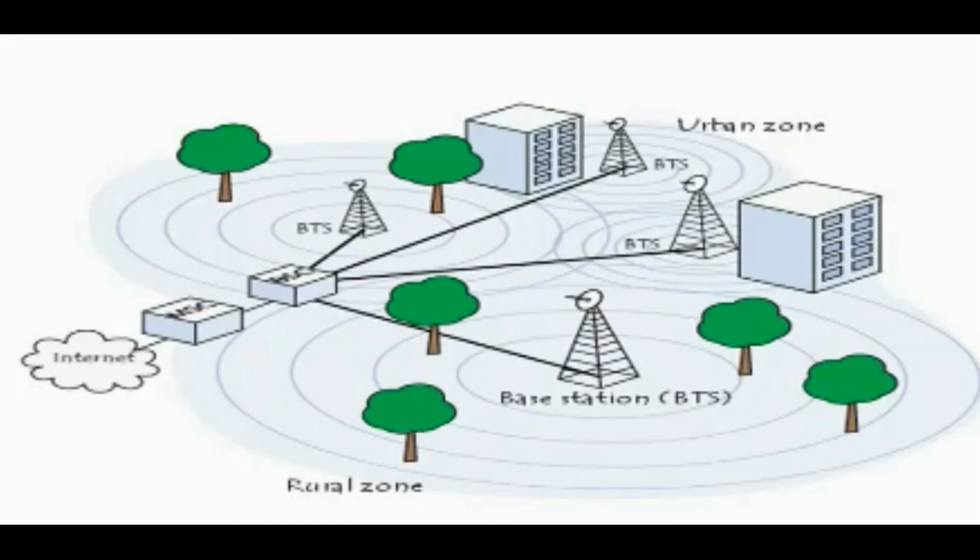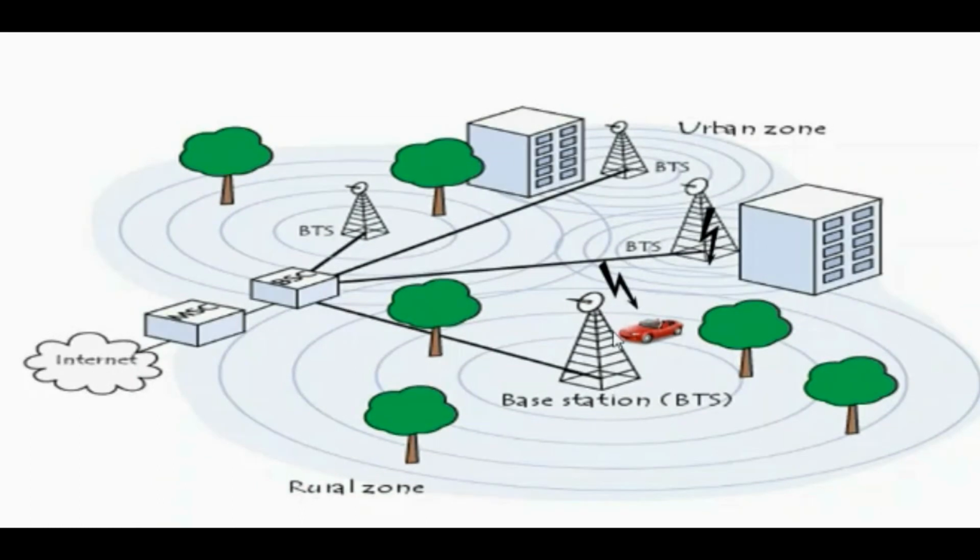Now consider an example. Suppose a user is at this location and he is on the call. So right now he is connected at this base station of this area, and as soon as he changes his location while driving, his base station changes and he is connected to this base station. Now sometimes what happens, the call gets disconnected while traveling.